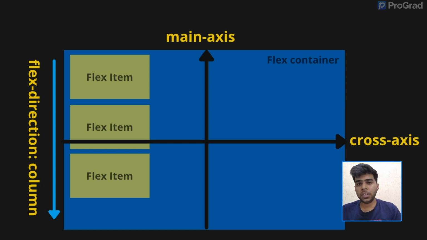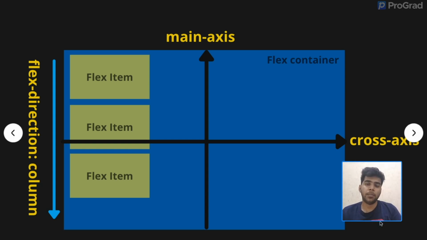So to remember the orientation of these axes easily, just keep in mind that the main axis always follows the direction of flex items inside the container. So if the flex items are aligned in a single row, the main axis is going to run horizontally, and if the flex items are aligned in a single column, the main axis is going to run vertically. And the cross axis in every case is going to be perpendicular to the main axis.